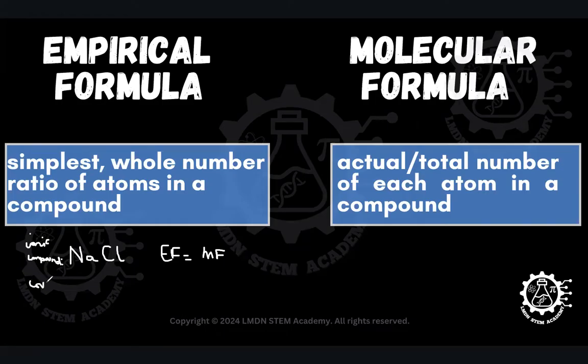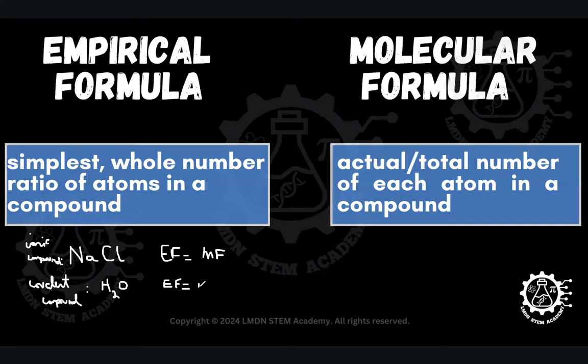Let's look at some covalent compounds now. If we look at a covalent compound such as water, water is H2O. We don't know water to be anything else, right? And so the simplest whole number ratio is that there's a 2-to-1 of hydrogen atoms to oxygen atoms. That's the simplest ratio, so that would be the empirical formula of water, and it's also the molecular formula of water.